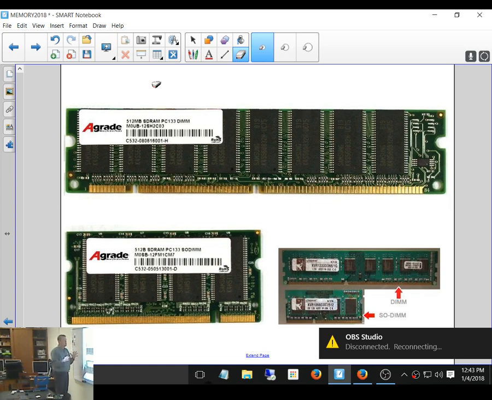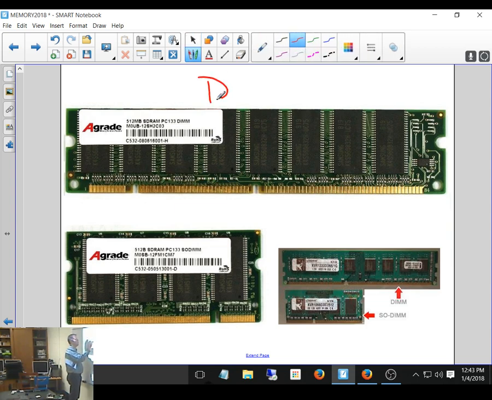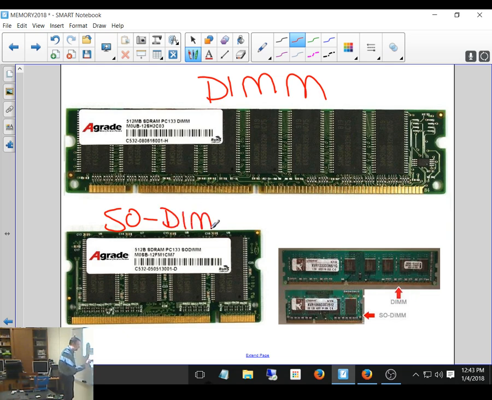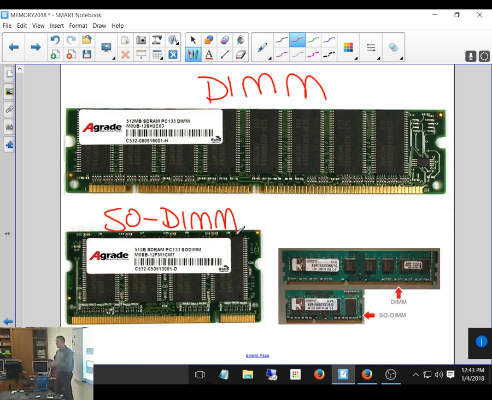Also physically, you need to know that these modules are called DIMMs if they're for desktop memory. If they're for laptops, they're called SODIMMs. So SODIMM is for a laptop. They're smaller, about half the size, and DIMMs are for desktops. They're defined almost exactly the same way. We can see the same speeds, the same kind of specifications.